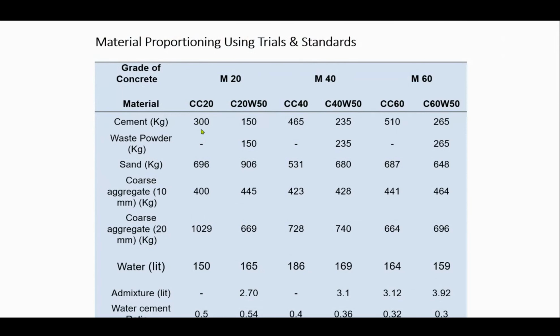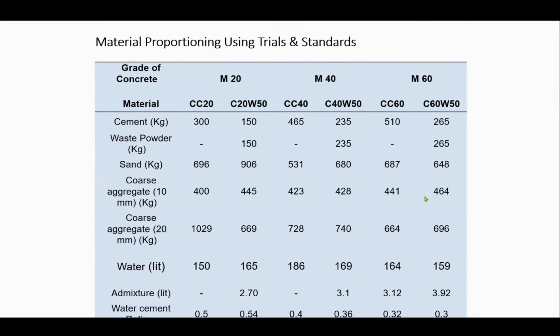The cement, like the 300, why here you can see 460, 510? Because this is CC20, CC40, CC60, which means conventional concrete. So here we use 100% cement and no waste. But with 50% waste, you can see cement 150, waste 150. Here in M40 grade, cement 235 and waste 235. Here in M60, cement 265 and waste 265.